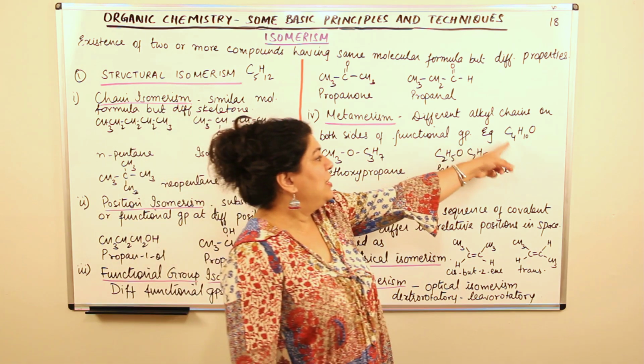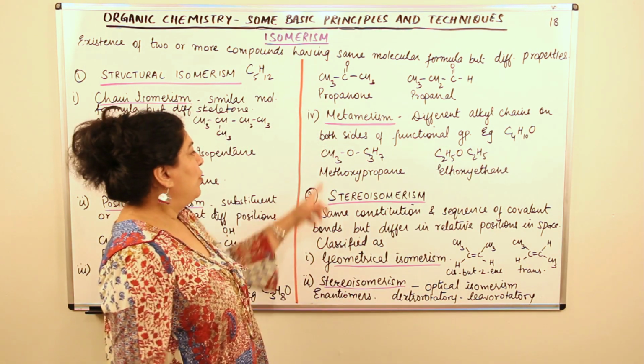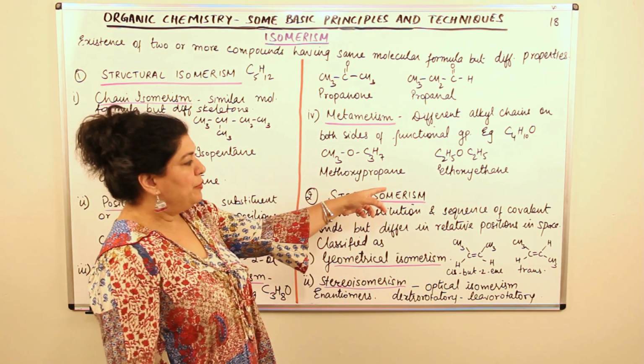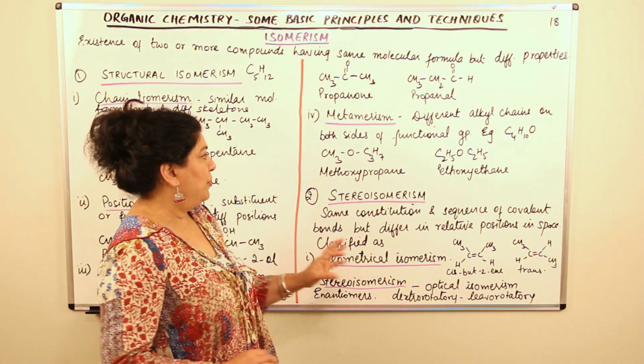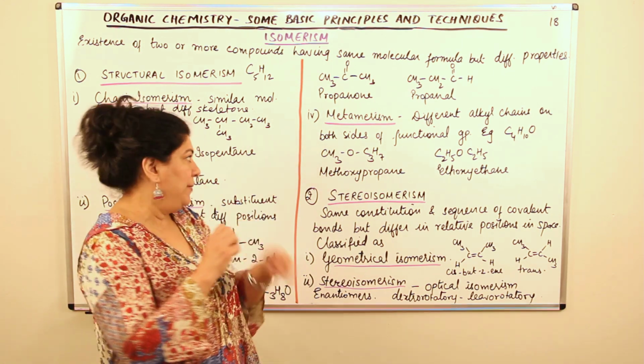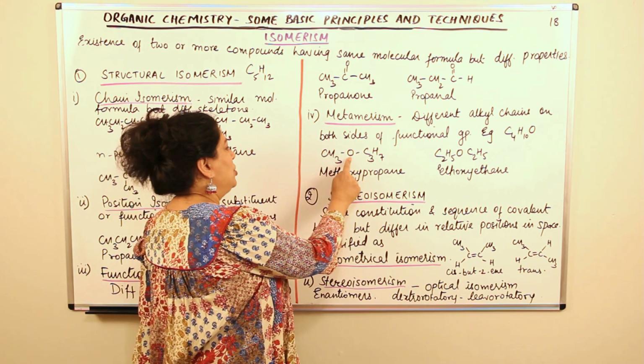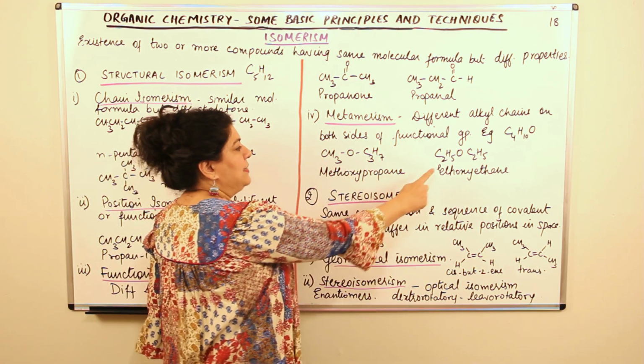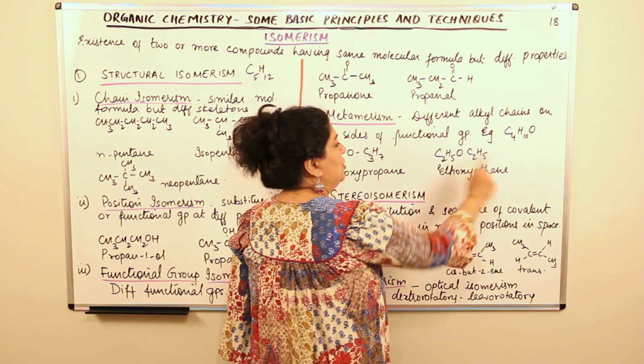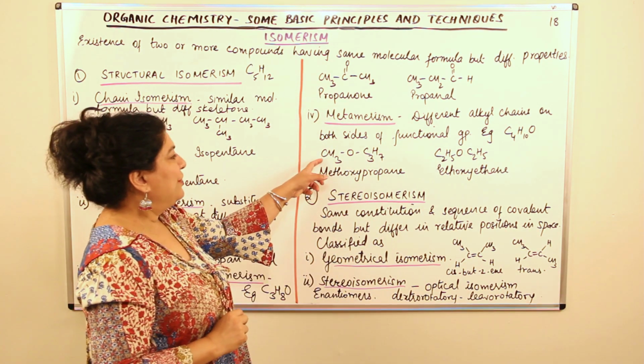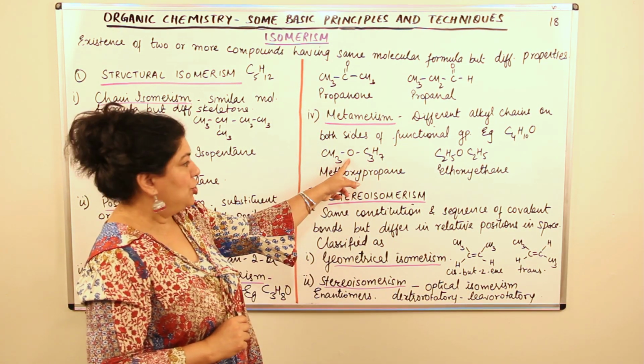For example, C4H10O. If you take this formula, you can write it as methoxypropane or ethoxyethane, where oxygen is in the chain. So if you have CH3, oxygen, C3H7, and here you have C2H5, oxygen, C2H5. So what is happening? After the first carbon itself, you have oxygen in the chain.